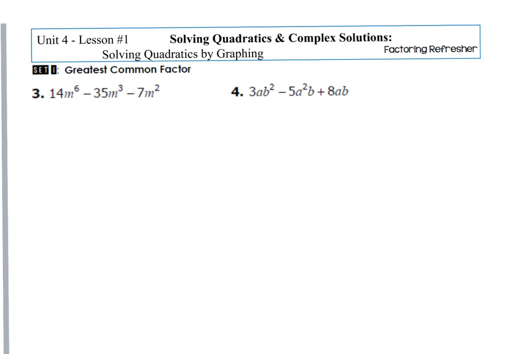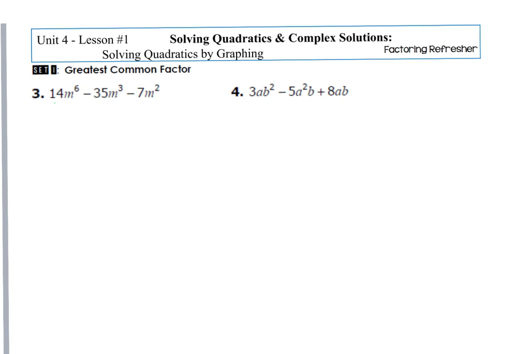Okay, so continuing on with numbers 3 and 4, we are still factoring by taking out a greatest common factor. But on numbers 3 and 4, there are 3 terms in each of these problems. So you just have to make sure that the GCF is the GCF for all 3 instead of just 2 terms. So there's just more checking here. So on number 3, we have 14m to the 6th minus 35m cubed minus 7m squared.